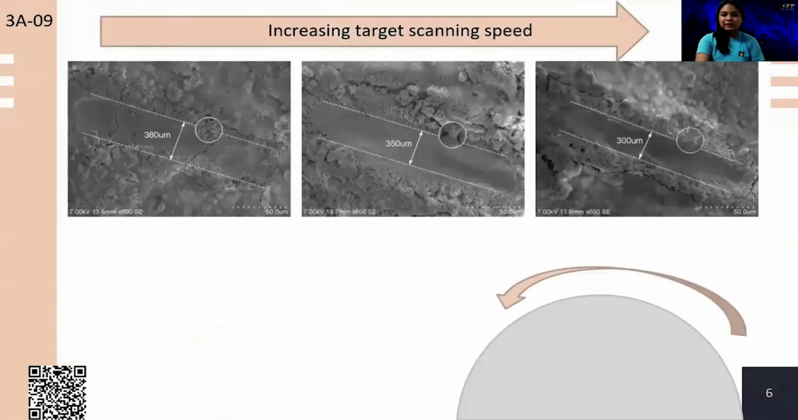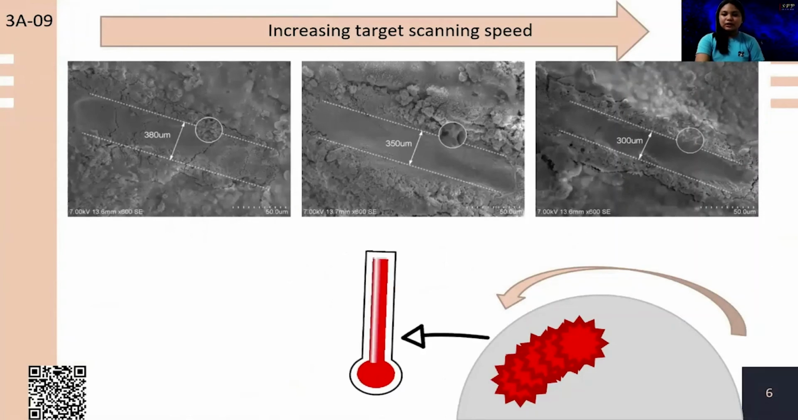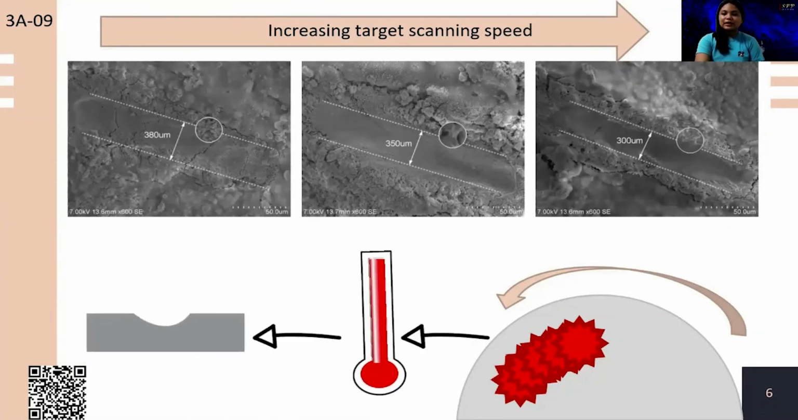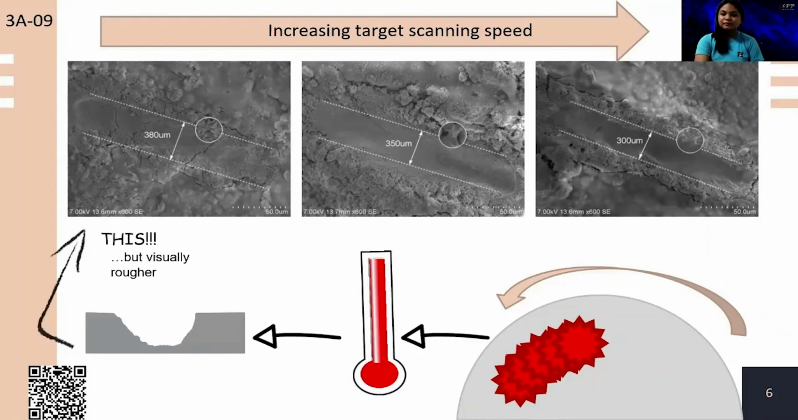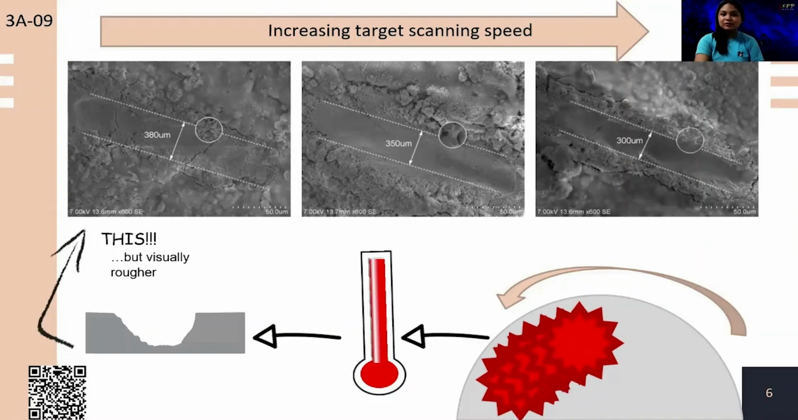For a slower scanning speed, pulses arrive at almost the same point on the target surface. This promotes heat accumulation for a more efficient ablation, seen from the mechanical damage here. And that also widens the heat-affected zone, so our grooves are wider as well.